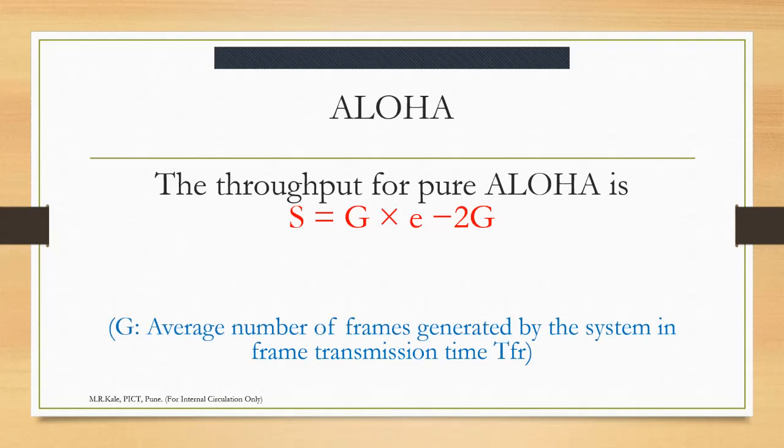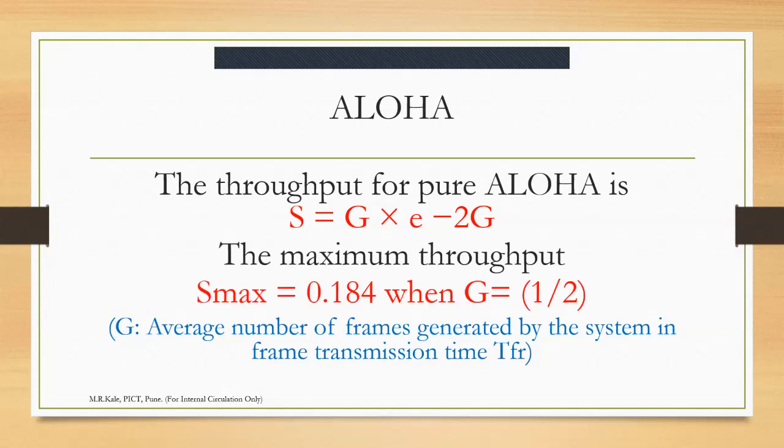And please understand, this G is considered for the whole system. The system might contain one station or 1000 stations. The average number of frames generated by all the stations in one frame transmission time is nothing but G. If we substitute certain values, the maximum throughput will be 0.184 when G is equal to 0.5, that is 1/2. As you can observe, the maximum throughput of the ALOHA protocol is 18.4%. 0.184 gives us 18.4%, which is very less.